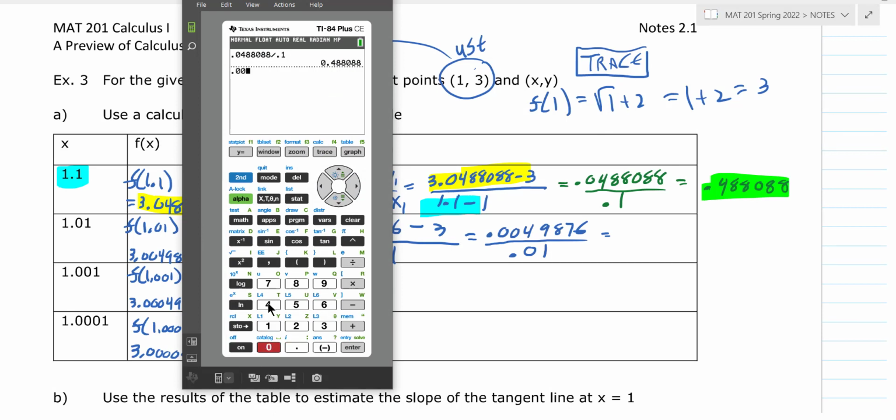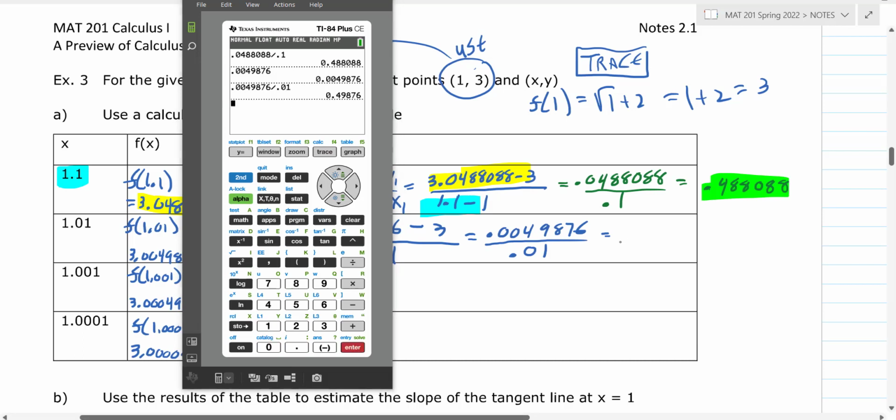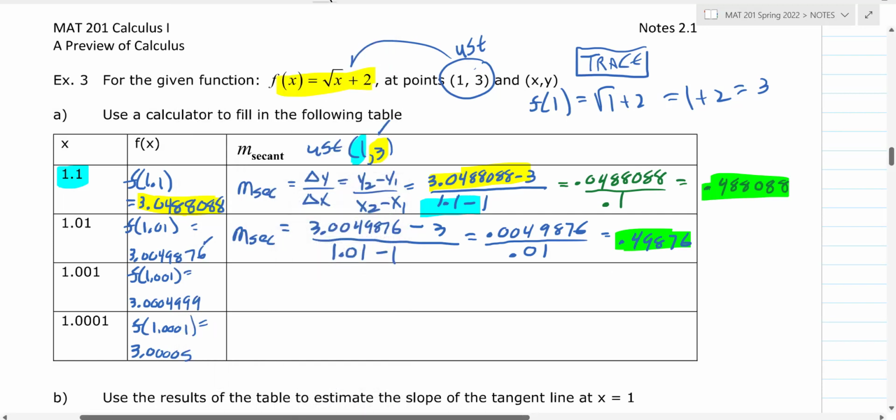So 0.0049876 moves this over 2 decimal places, so you get, oops, I didn't do the right thing. So let me do that again, 0.0049876, and we want to divide by 0.01. And like I said, this will just move the decimal over 2 places to the right. So that's 0.49876. So what you're seeing is these slopes are changing. And once we get all these crunched out, we'll talk about what's going on in the problem.